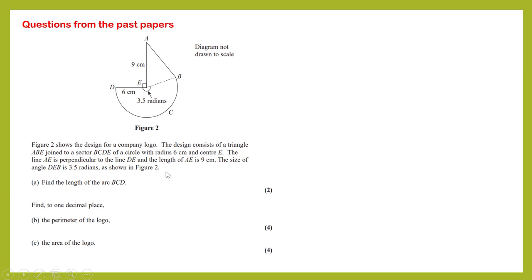As shown in Figure 2, we need to find the length of arc BCD, this one, and then we need to find, to one decimal place, the perimeter of this logo and the area of the logo. So first of all, let's find the arc length in part A. Arc length equals r theta. We have the radius length 6 cm multiplied by 3.5 radians measure, which equals 21.